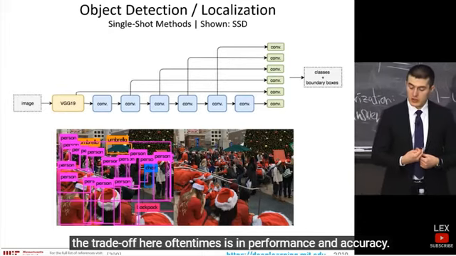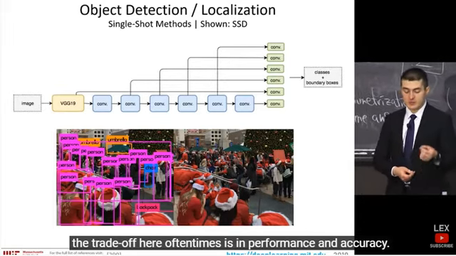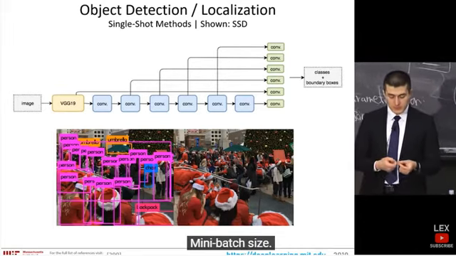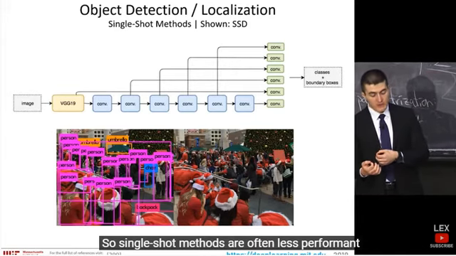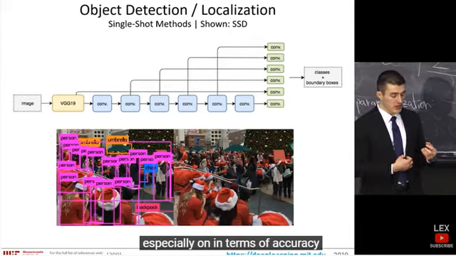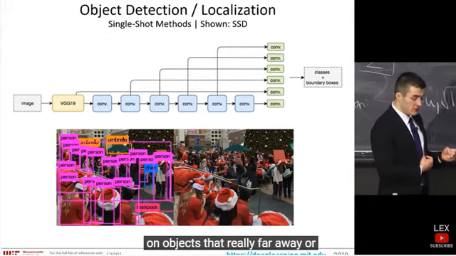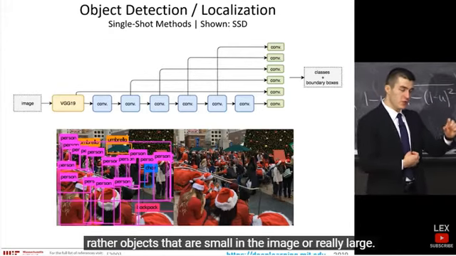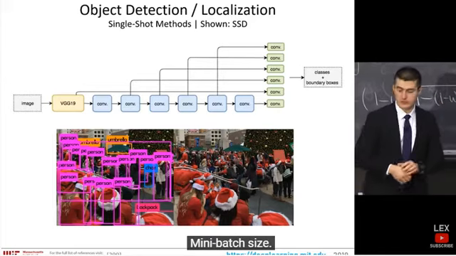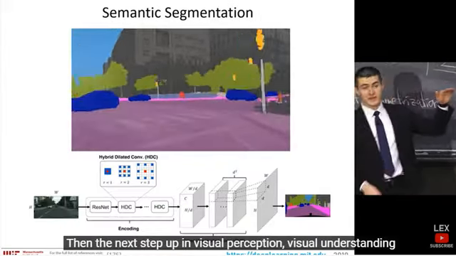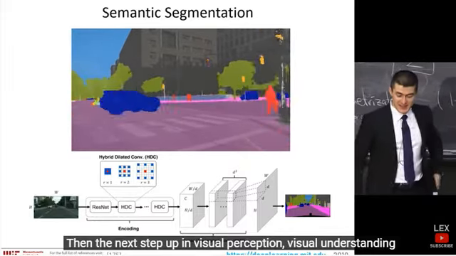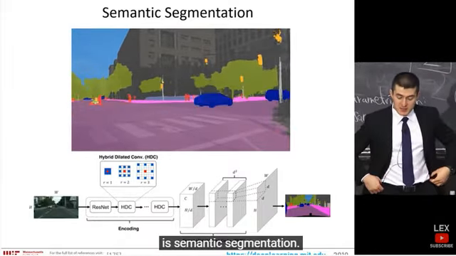The trade-off here oftentimes is in performance and accuracy. So single shot methods are often less performant, especially in terms of accuracy, on objects that are really far away, or rather objects that are small in the image or really large. Then the next step up in visual perception, visual understanding, is semantic segmentation.